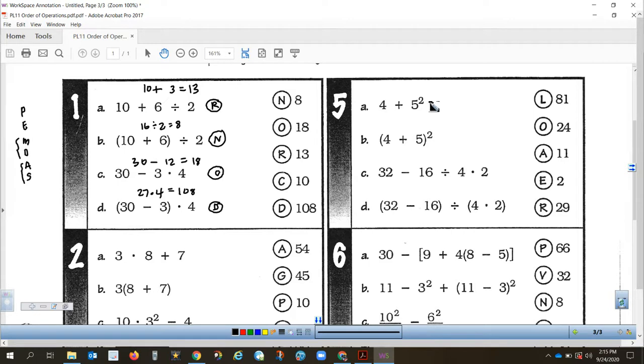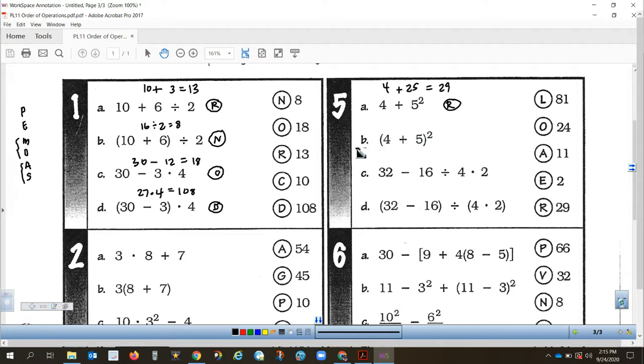I have addition and exponents. Well, addition is right here, and exponents are up there, all right? So I need to do the exponent first. Well, 5 squared is 5 times 5, which is 25. So then I'm going to do 4 plus 25, which is 29. And there it is, R. Excellent, okay?